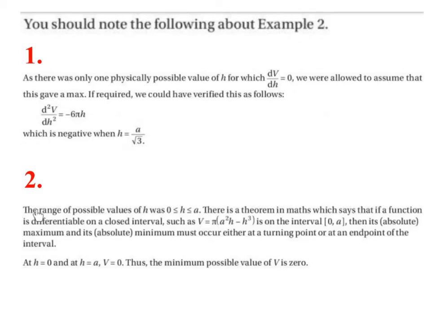Point 2. The range of possible values of h was h greater than or equal to 0, less than or equal to a. There is a theorem in maths which says that if a function is differentiable on a closed interval, such as V equals pi times a squared h minus h cubed on the interval 0 to a, then its absolute maximum and its absolute minimum must occur either at a turning point or at an end point of the interval. At h equals 0 and at h equals a, V is equal to 0, the volume is equal to 0. Thus, the minimum possible value of V is 0.